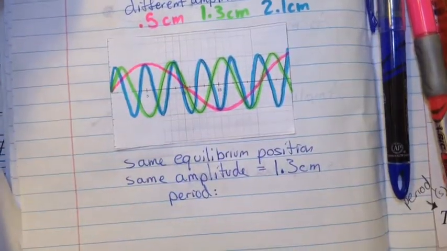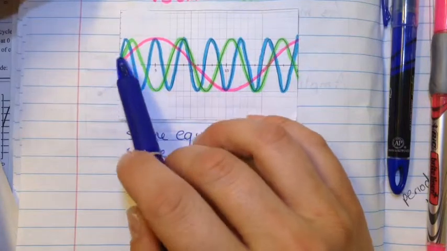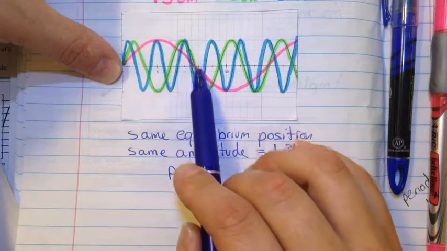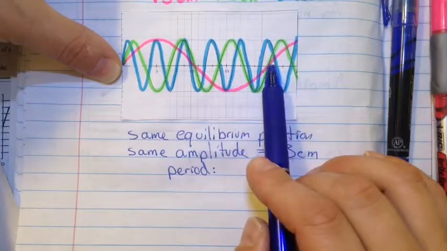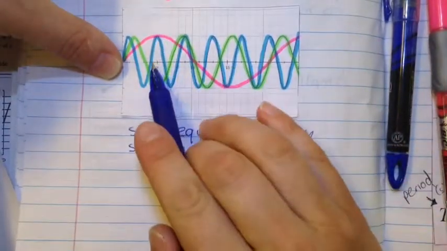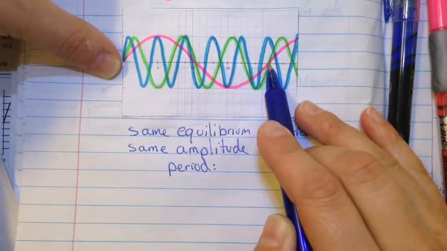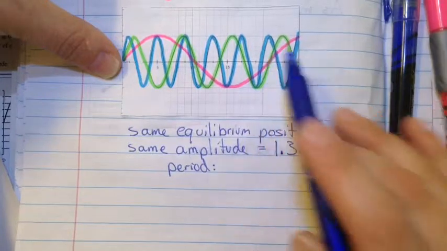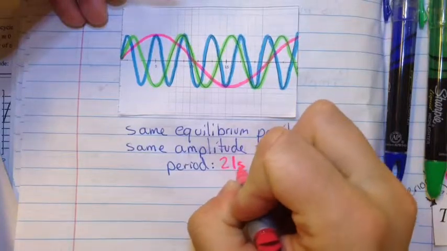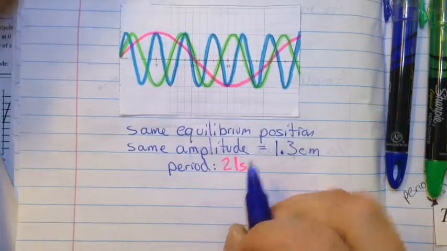Period is the amount of time it takes to do one cycle. So let's look at the pink graph first. 1 cycle, starting at the equilibrium position, hit the crest, past equilibrium, hit the trough, back to equilibrium. There's 1 cycle. How much time does it take? Well, if you go through, there's 5, 10, 15, 20, 21 seconds. It takes 21 seconds to do one cycle for the pink graph.